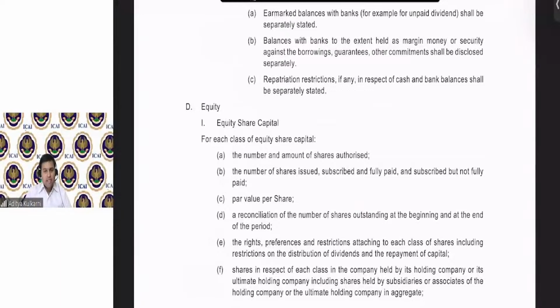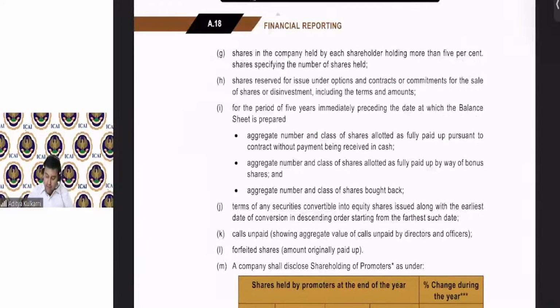When we talk about equity share capital, you will disclose the authorized capital, number of shares issued, subscribed, and fully paid, as well as subscribed but not fully paid, shall be presented separately. Par value per share, reconciliation of shares outstanding at the beginning and at the end of the period, rights, preferences, and restrictions, including restrictions on the distribution of dividends and the repayment of capital, shares in respect of each class in the company held by its holding company or its ultimate holding company, including shares held by subsidiaries or associates of the holding company or the ultimate holding company in aggregate. Shares held by each shareholder holding more than 5%, we have been doing this.